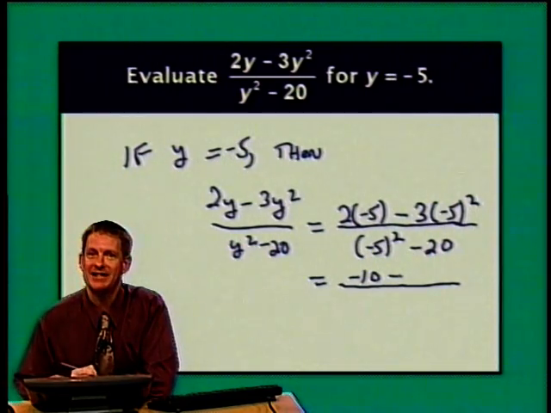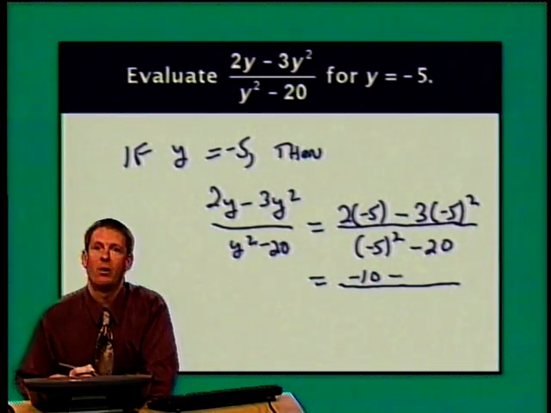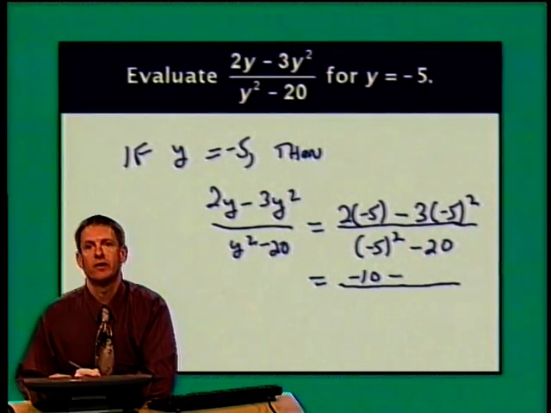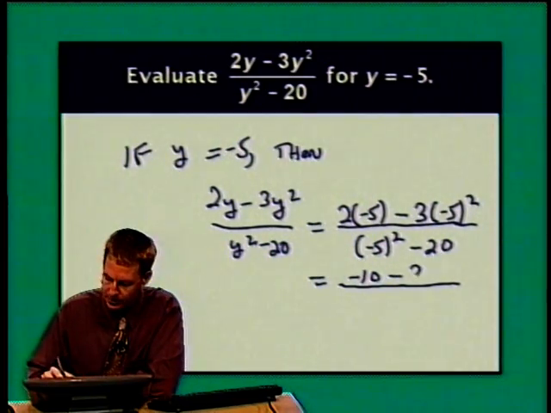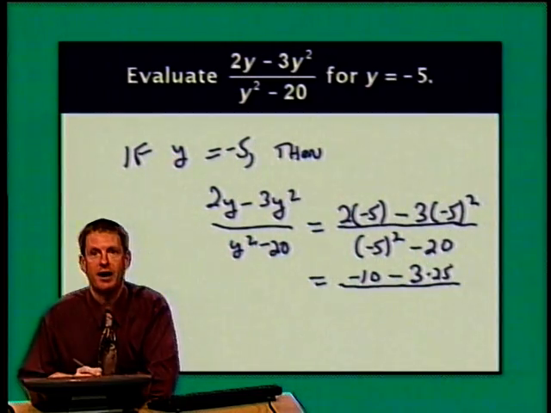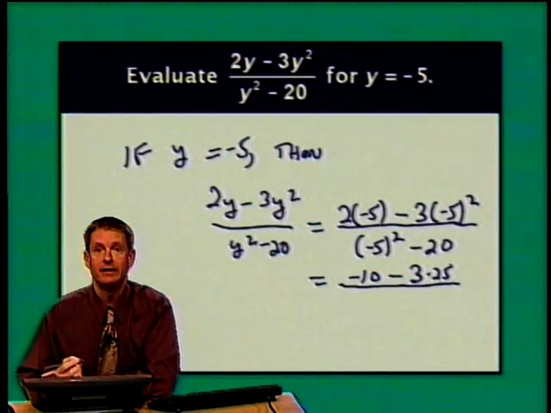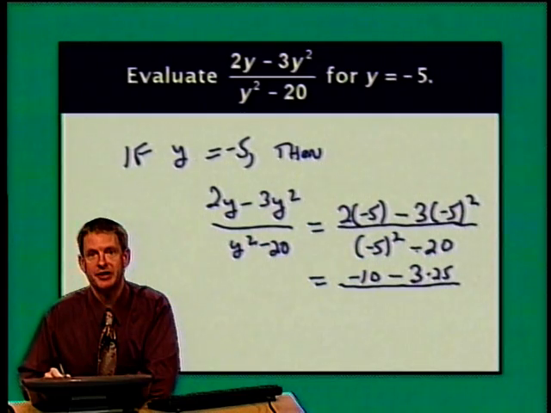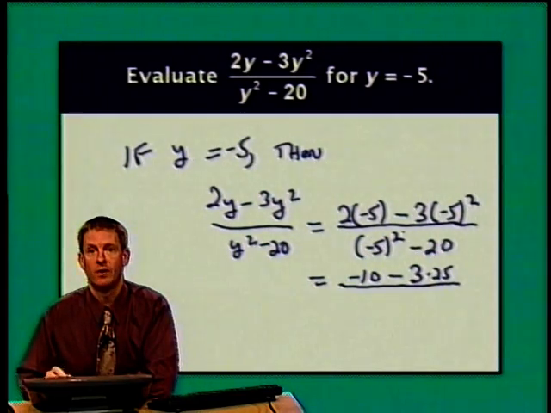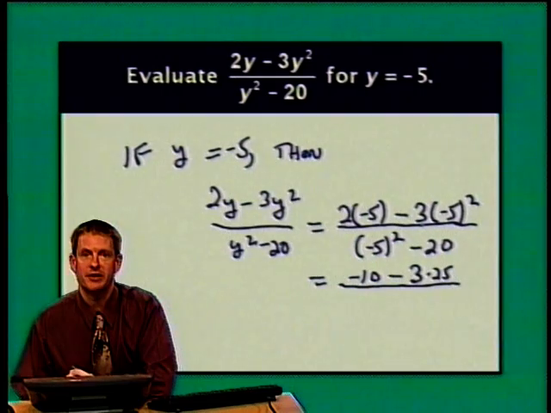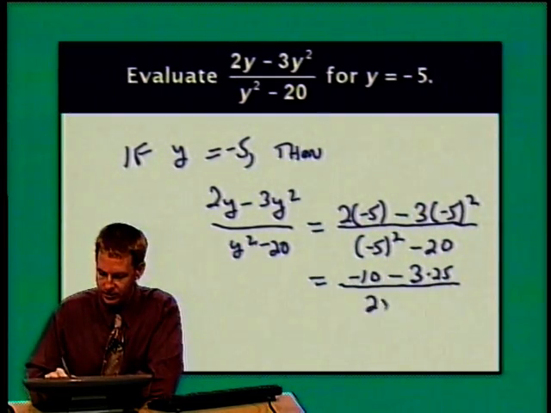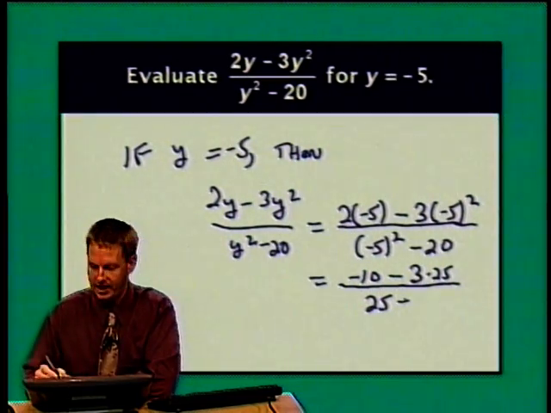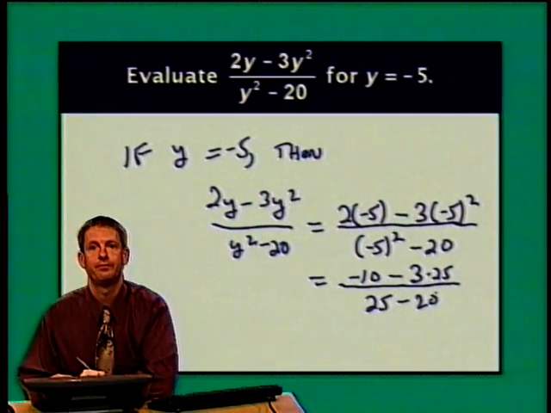It has multiplication and it has a power. Powers are done before multiplication. So the first thing I need to do is square negative 5, which gives me positive 25, and I still need to multiply that by 3. So I have 3 times 25. In the denominator, I have a subtraction. That's the last thing I'm going to do. The first thing I need to do is simplify the expressions on either side of the subtraction. Negative 5 quantity squared is 25, and 20 is already simplified.